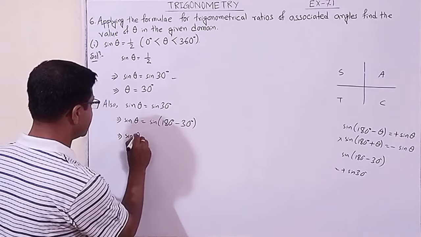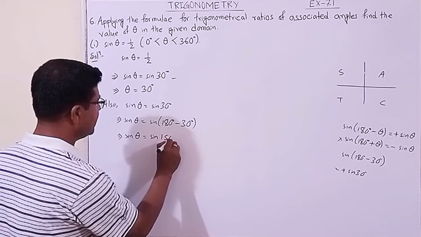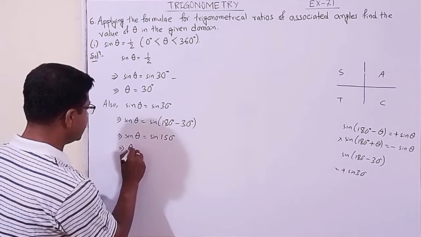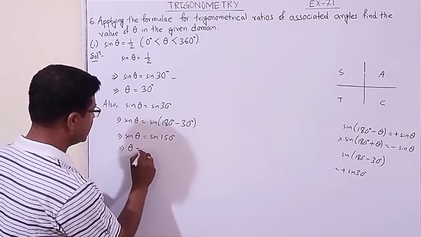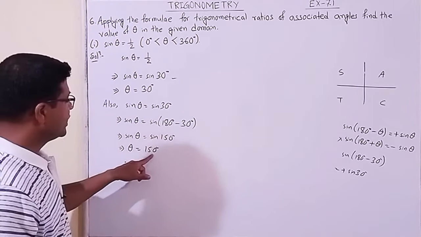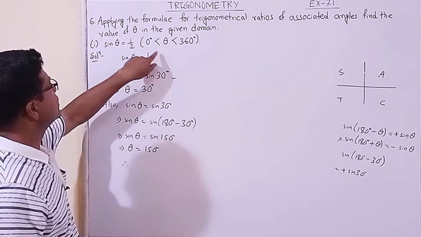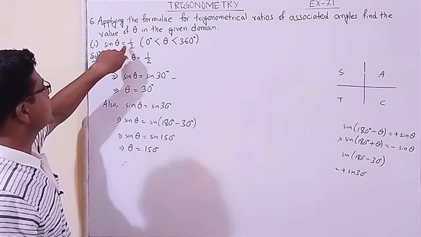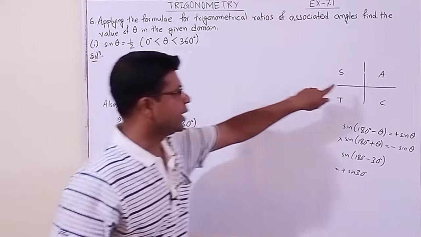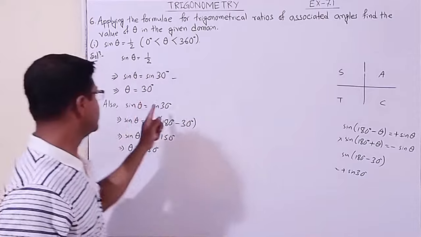So sine theta is sine of 180 minus 30, that is 150 degree. So here theta is 150 degree. Do not cancel sine. So you see 150 degree lies in the second quadrant, because already we have discussed that sine is positive in the first quadrant and second quadrant. Both the cases we have got here.